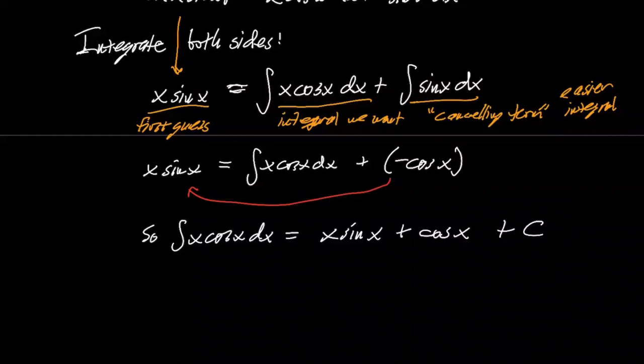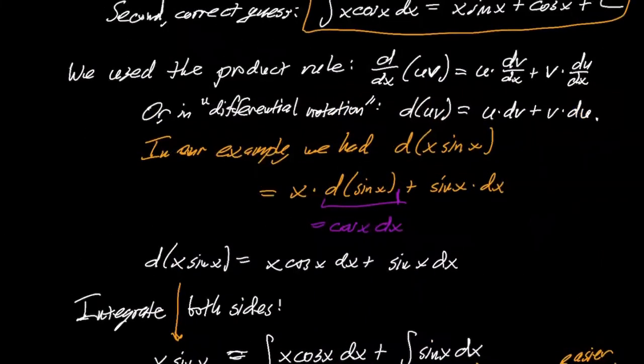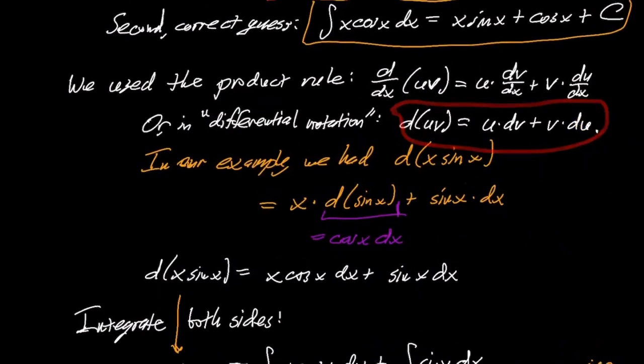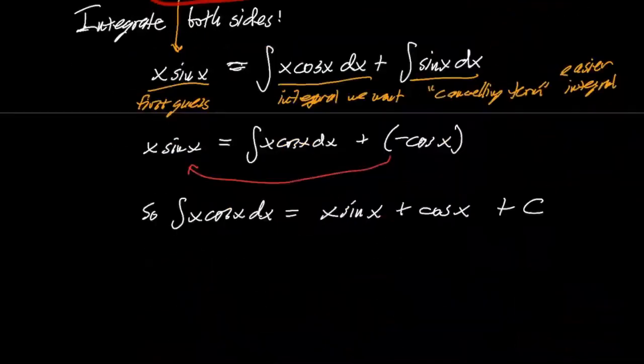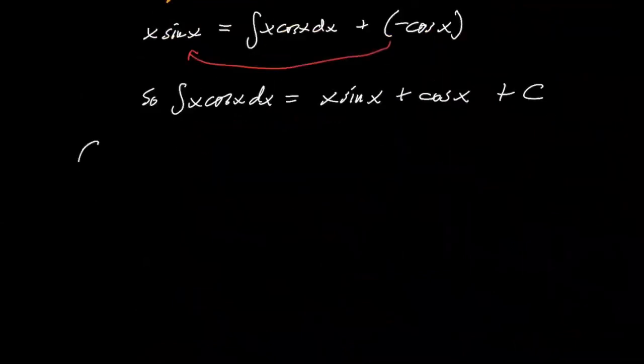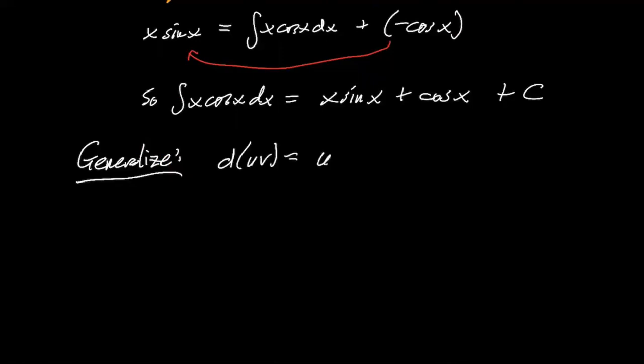Now I want to generalize this to a fully general formula in terms of u's and v's. Like when we went up here, we had this, and I want to integrate that instead of integrating this, which we did for this example. So let's generalize. We start with our formula d of u times v is u times dv plus v times du, and we integrate both sides.